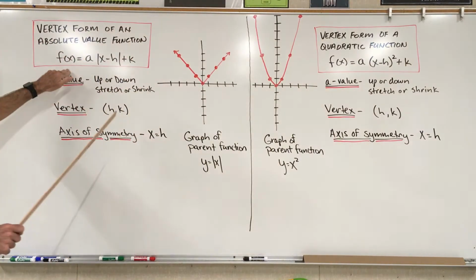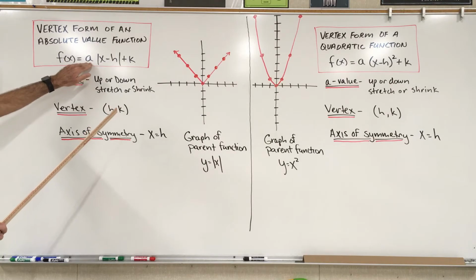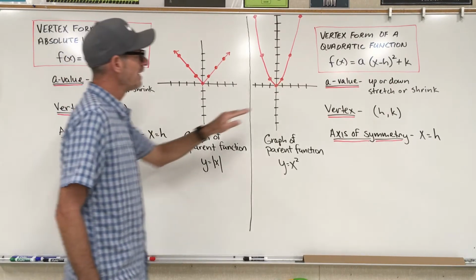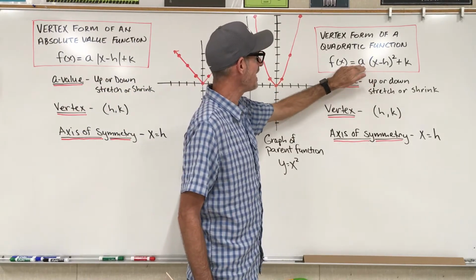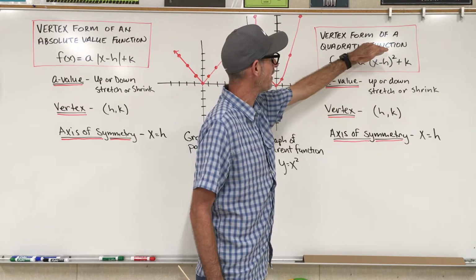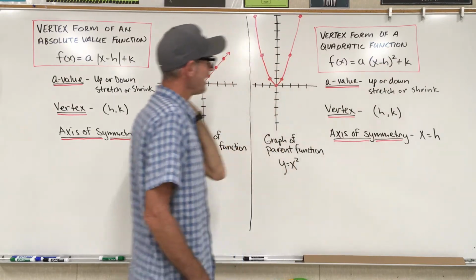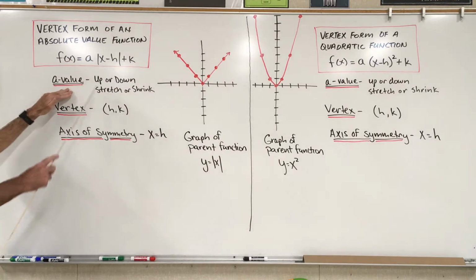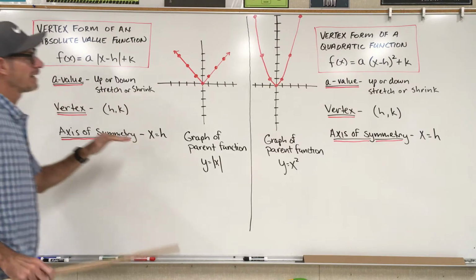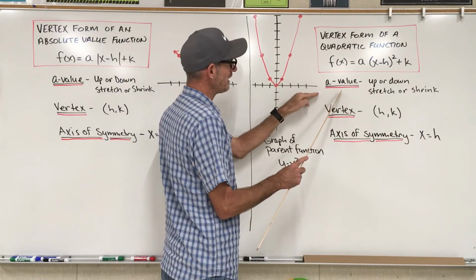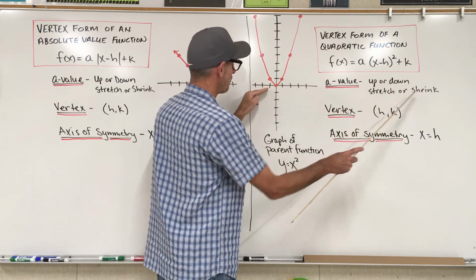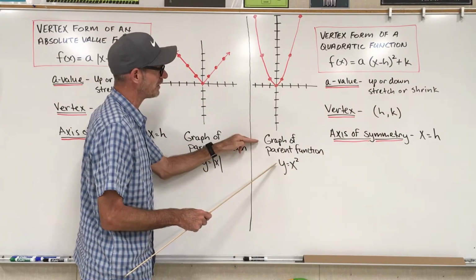So, the absolute value function says a times the absolute value of x minus h plus k. The quadratic function says a times, and these are parentheses now, x minus h squared plus k. In the absolute value function, the a tells you if it will open up or down and stretch or shrink. In the quadratic function, the a value tells you whether it's going to open up or down or stretch or shrink in comparison to the parent function.